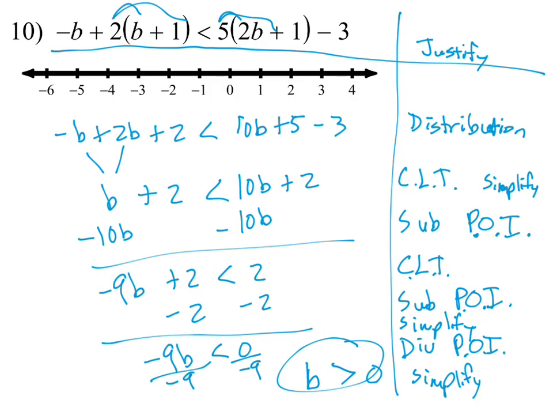But here's my answer. I've got b greater than 0, so I'm going to put a circle at 0, and it's greater than, so that's to the right. And I've got my graph on there too.